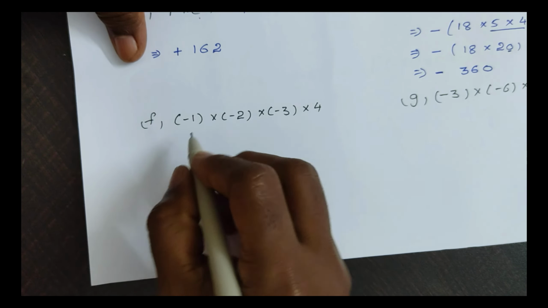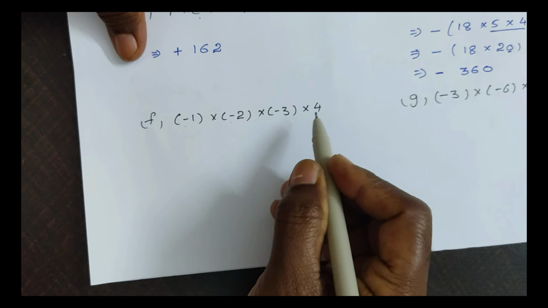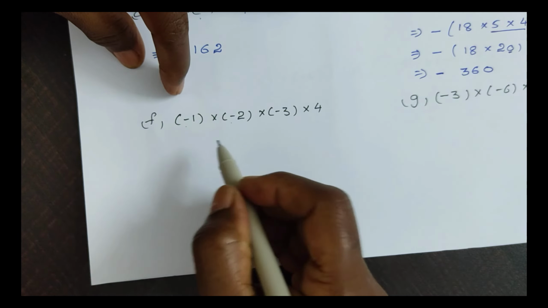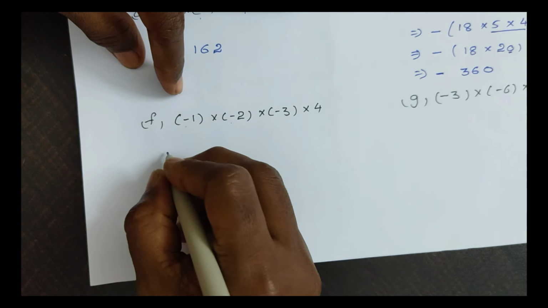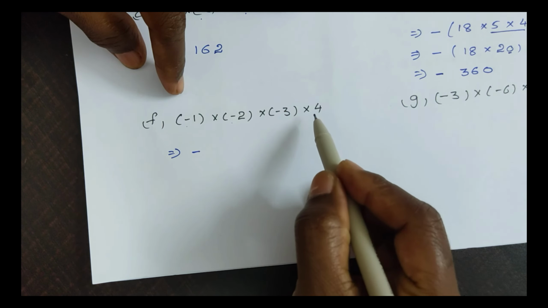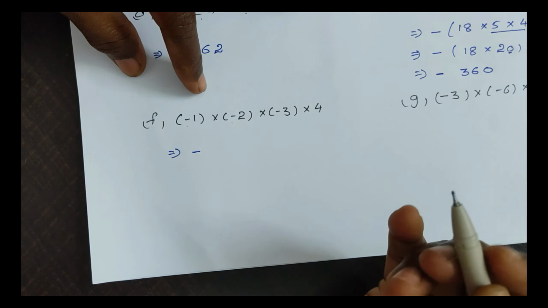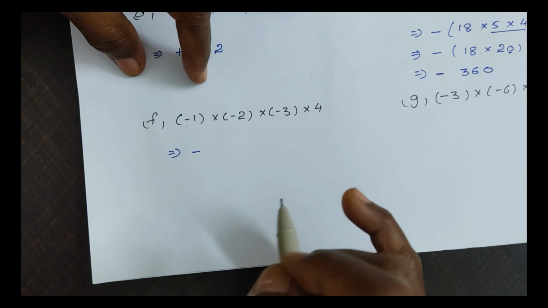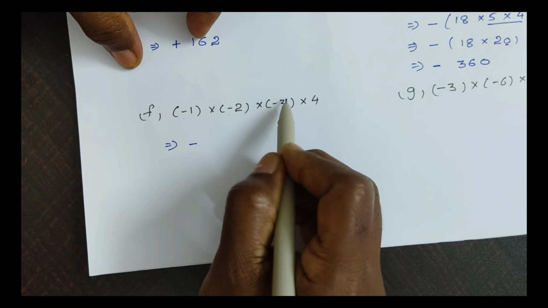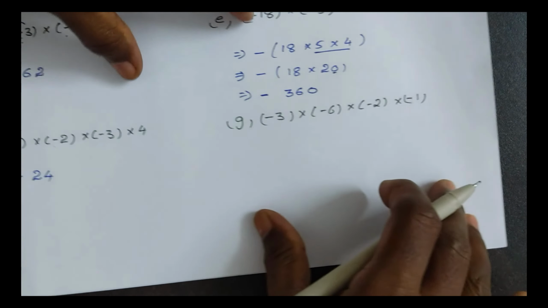Now here again in the next case, how many negatives are there? 1, 2, 3. Odd number of negatives are there when you are multiplying. So the final answer is negative. The product will always be negative. Let there be any number of positive numbers also. If there are odd number of negative symbols, the final result will always be negative. Remember that. So now 1 2s are 2, 2 3s are 6, 6 4s are 24. So negative 24.